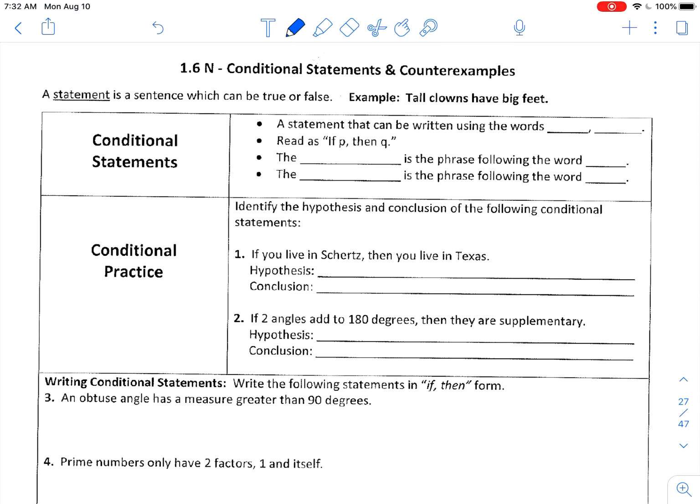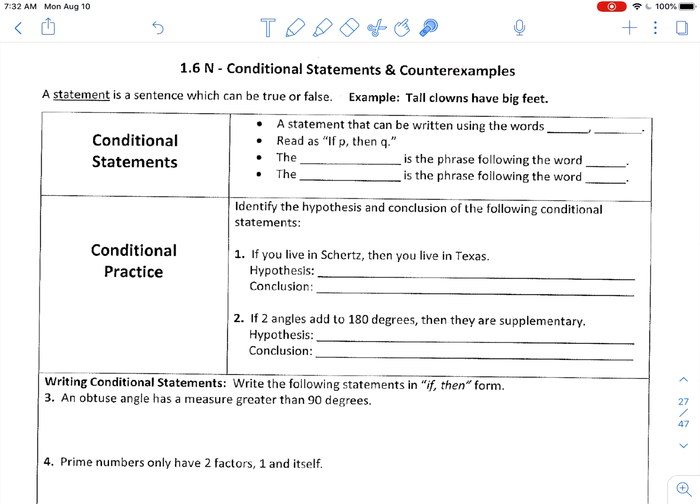All right, today we're covering conditional statements and counter examples. A statement is a sentence that can be true or false. For example, tall clowns have big feet. It could be true or it could be false.